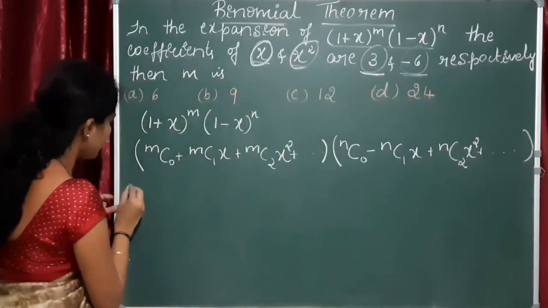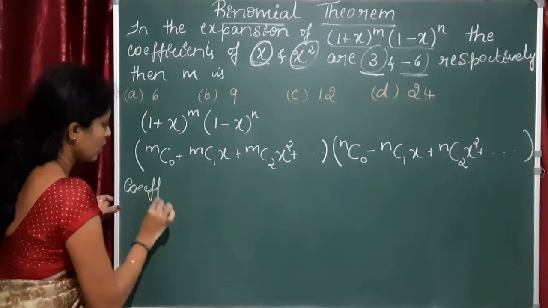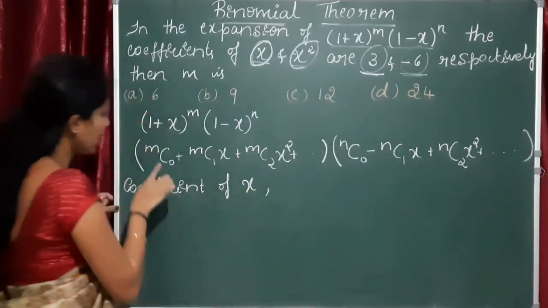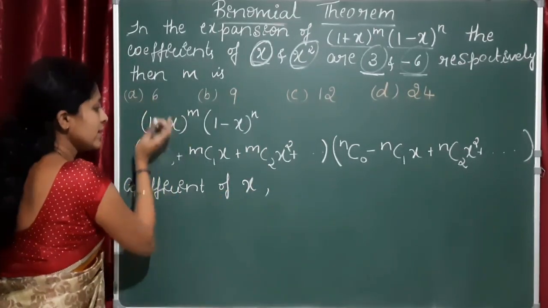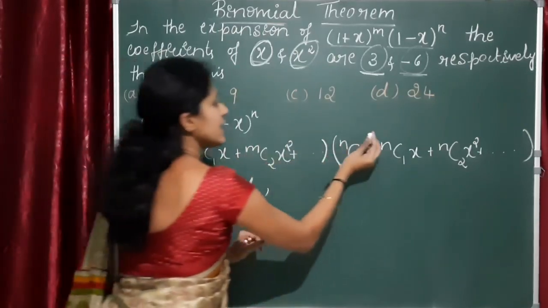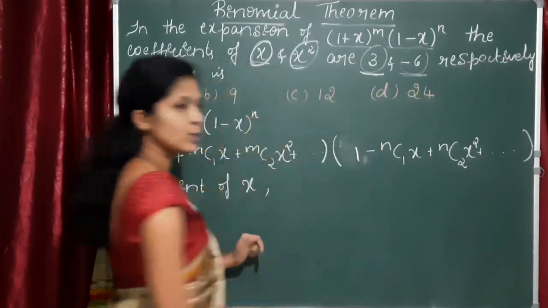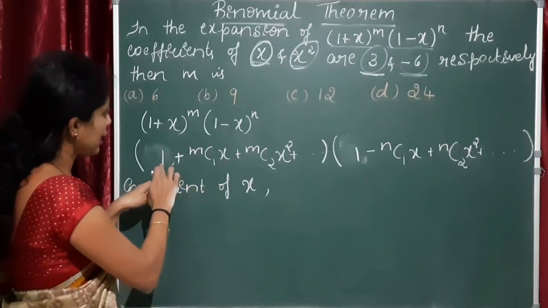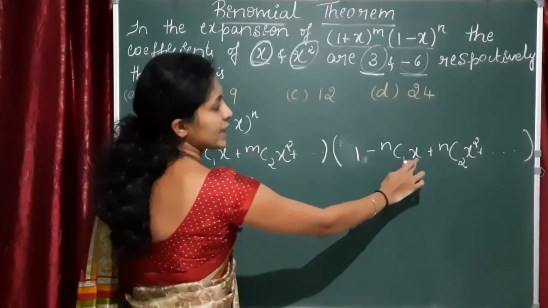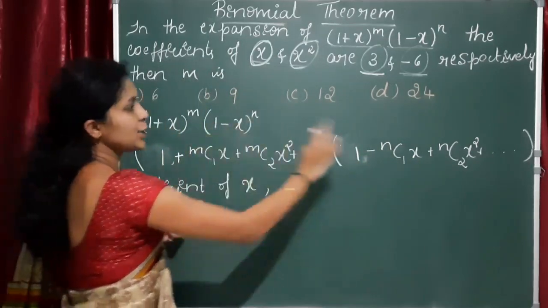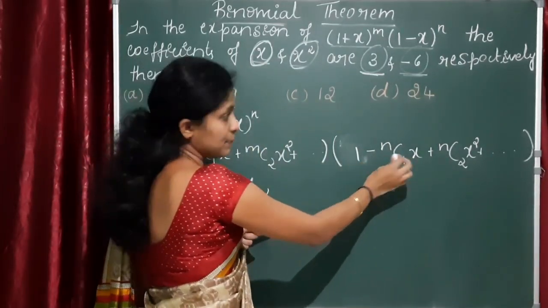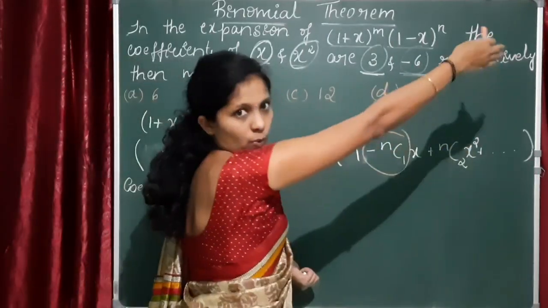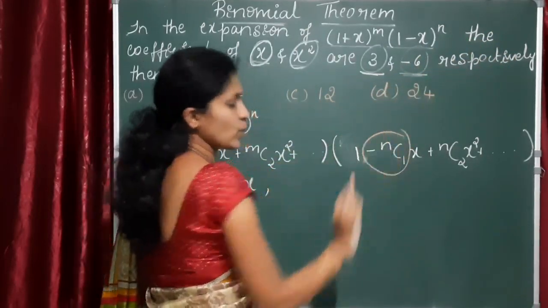Now we'll multiply. We'll find the coefficient of x first. Now see here, what is the value of mc0? I can write it as 1. mc0 is 1 as well as nc0 is 1. We have to find the coefficient of x. Now if you multiply this, where can I get the coefficient of x? If I multiply with 1, this is not possible. Here the coefficient of x is there. 1 into minus nc1. So after the multiplication, I'll get this as one coefficient of x. Other than that, x square is there, which will be more than x. So this is one coefficient of x.